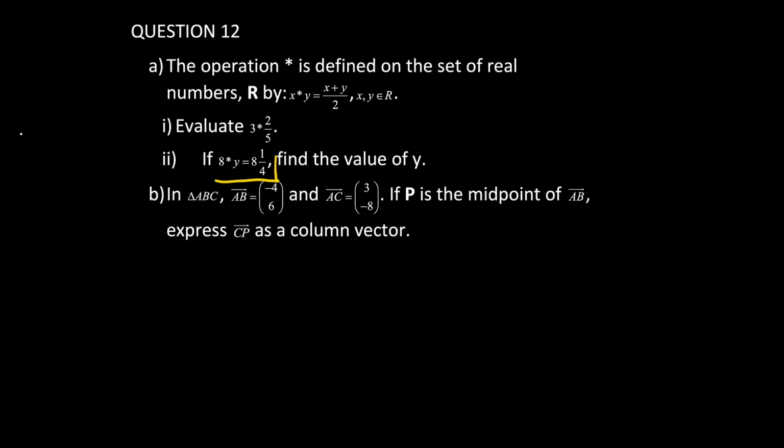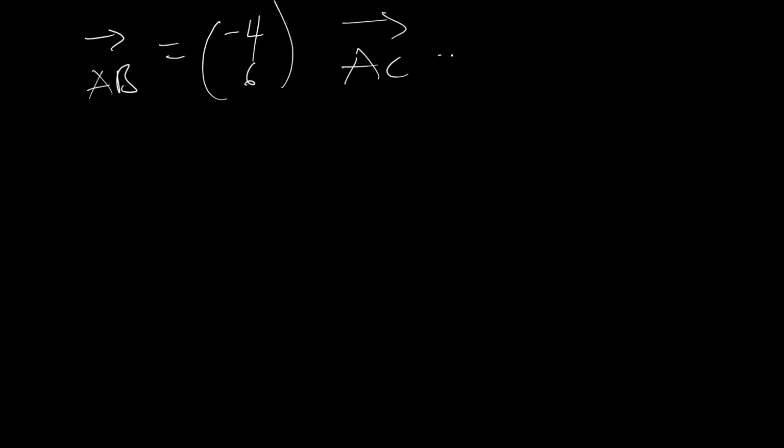So we'll be moving on to question 12b. In triangle ABC, vector AB is equal to (negative 4, 6), and AC is equal to (3, negative 8), and P is the midpoint of AB. Express vector CP as a column vector. So from our question, vector AB is equal to (negative 4, 6) and vector AC is equal to (3, negative 8).